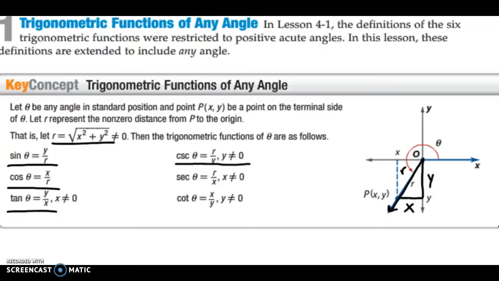Then there's cosecant, which is the inverse of sine. Instead of y over r for sine, it's going to be r over y. Secant is r over x, and cotangent is x over y. Obviously, y can't be 0.